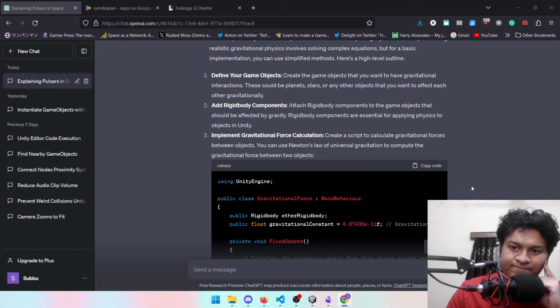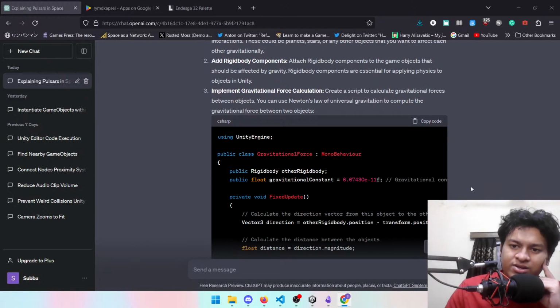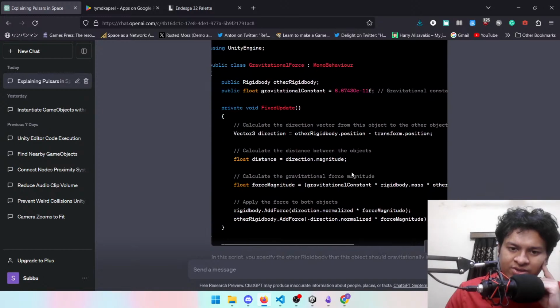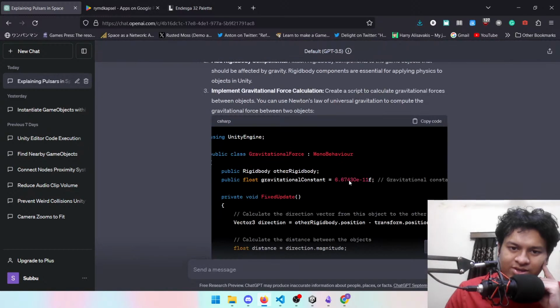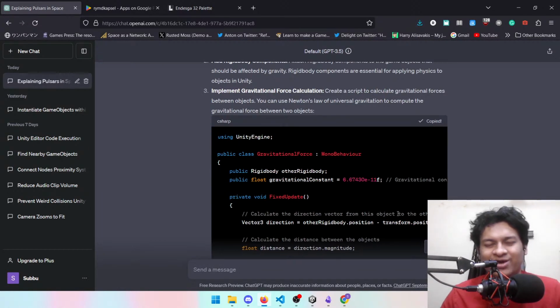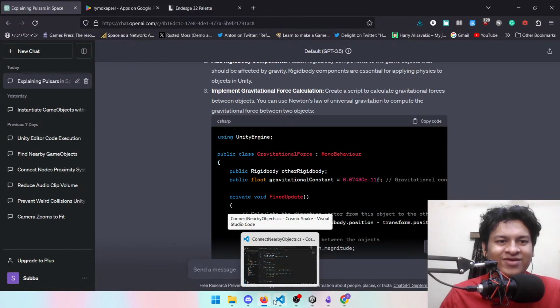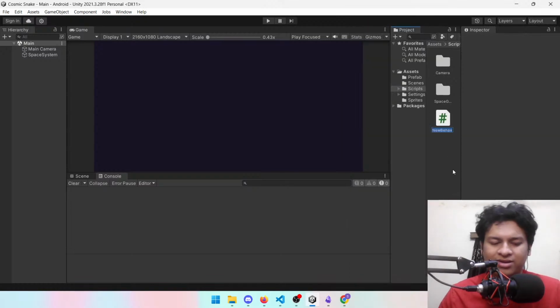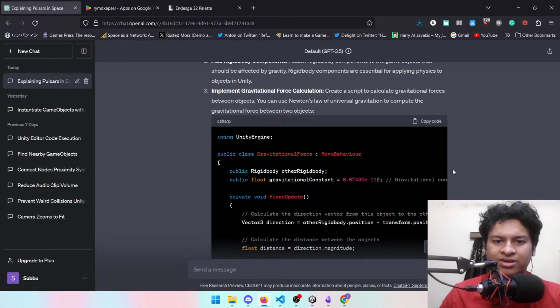They have rigid body. Gravitational constant, transform position, force magnitude. I just want to see how this would work. I'm not even gonna read it. I'll just put it in. So I'm curious. What was it called? Gravitational force.